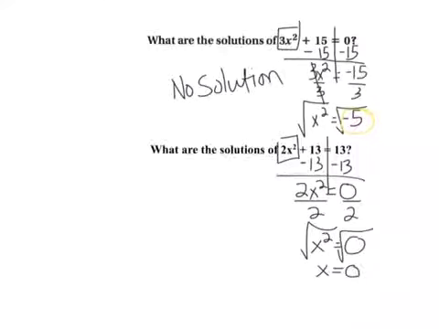Okay, so those are the two methods we're learning today for solving quadratic equations: solving by graphing and solving by using square roots. Remember, you can only use the square root method if there's no middle term, no bx term. Okay, so that's the lesson for today.